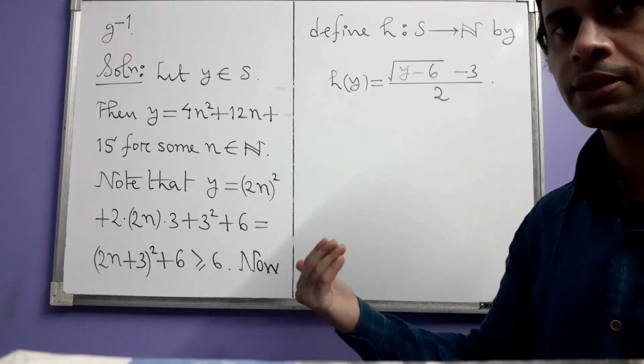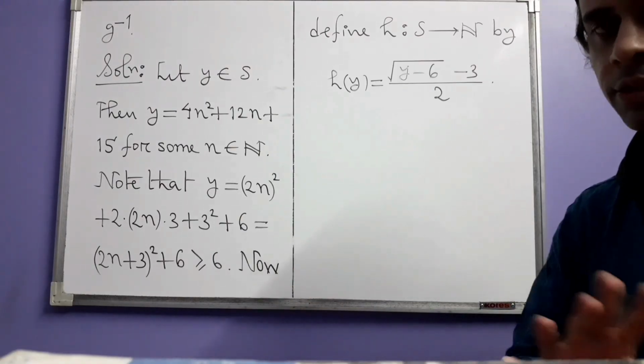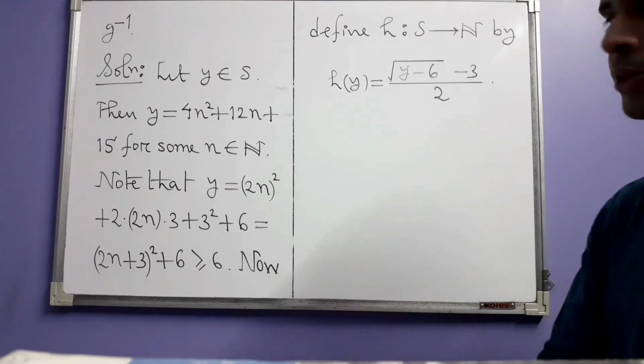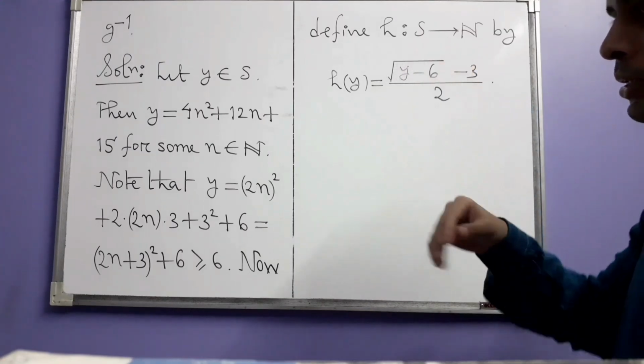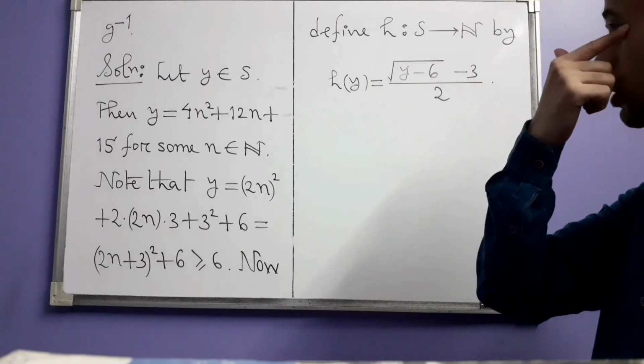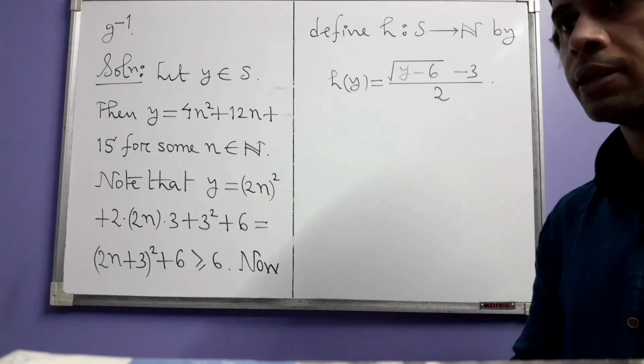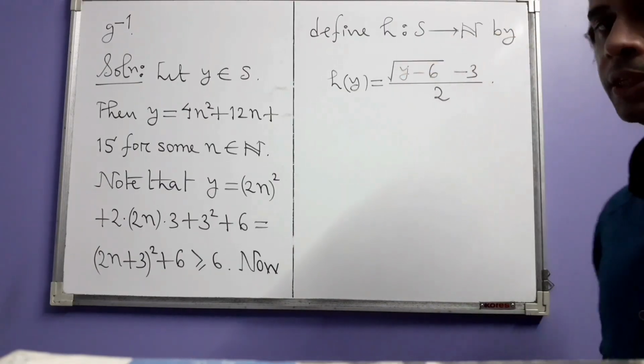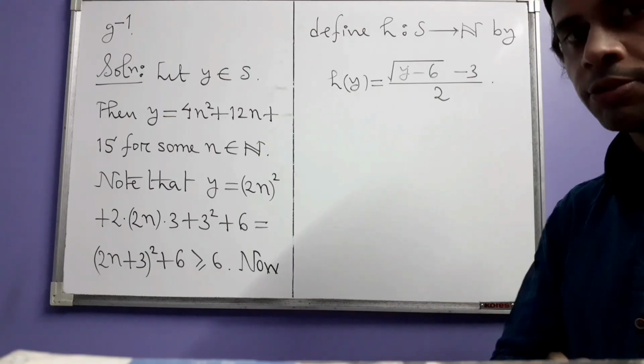So y minus 6 is greater than or equal to 0. It's not negative, it's non-negative. So that's not a problem. So at least this expression gives you a real number. But we don't just need a real number. We need our output to be a positive integer. So we need to show that right now.